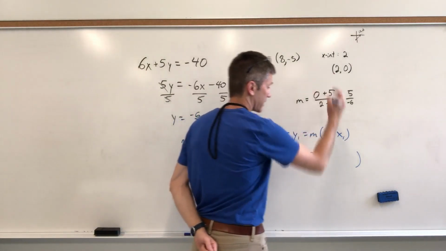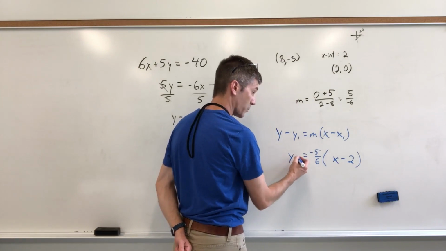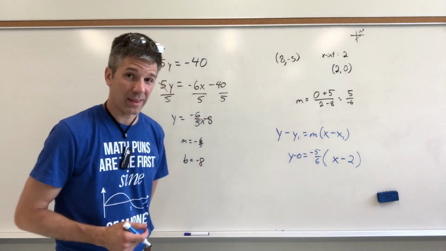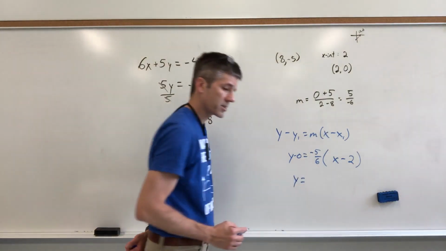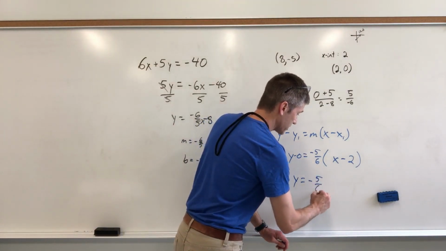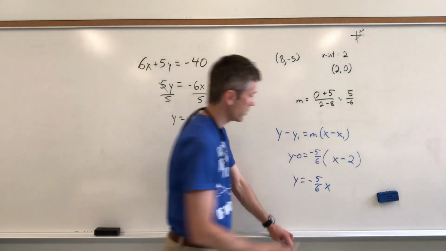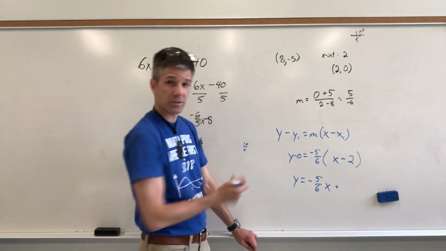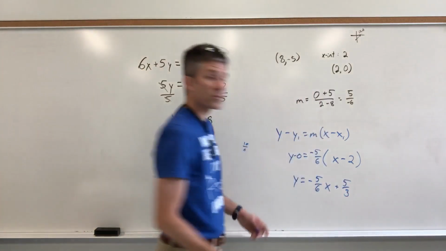So the x is 2, so x minus 2. And the y is 0. So y minus 0, which is kind of pointless. And we could leave it like that, but I'm going to go a little bit further. We'd like our answers to be in slope-intercept form as much as possible. And so we have negative 5 over 6 x, and then we'll multiply these two together. So positive, and then I would have 10 over 6, which of course reduces to 5 over 3. So there we go. There's the first two problems.